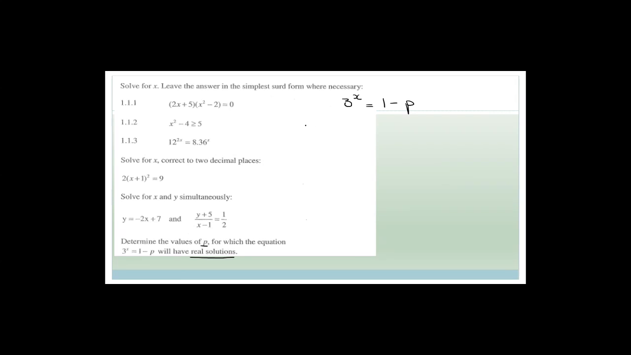Okay, so what it's saying is that it cannot. So what we could do is we could log both sides. Let's log both sides. So we're going to say that this is log. Is that going to help? Yes, it is.